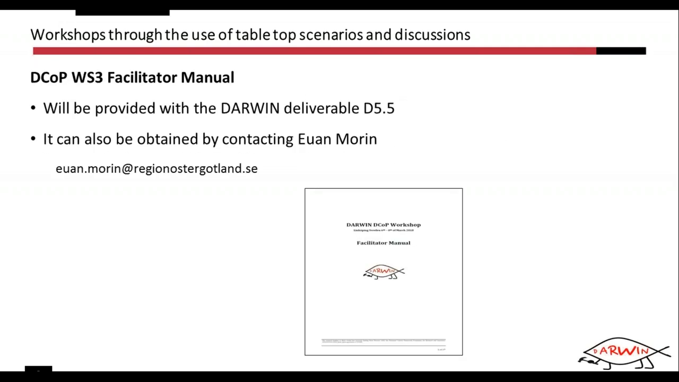So, based on our experiences using this, in the upcoming deliverable, DARWIN 5.5, we will include the facilitator manual, all the scenarios we used, and some points on how it could be used in your organization. And if you have any questions on how we use them in more detail, if you want to test an idea or something, you're happy to contact us and we will help you get started.